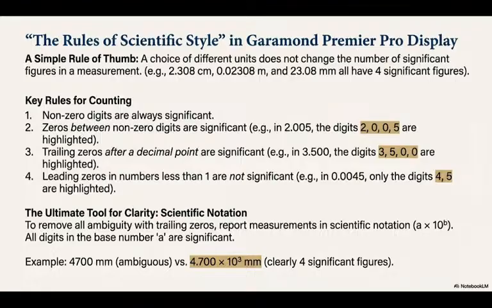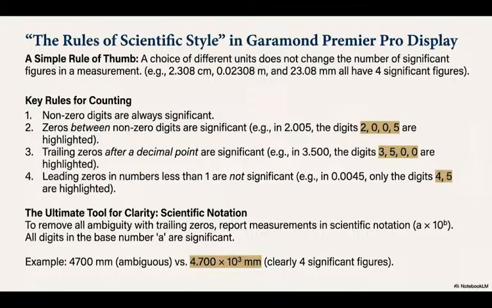Leading zeros in numbers less than 1 are not significant. Only the digits 4, 5 are highlighted. These are significant figures, but these zeros are not significant. Leading zeros in numbers less than 1 are not significant.